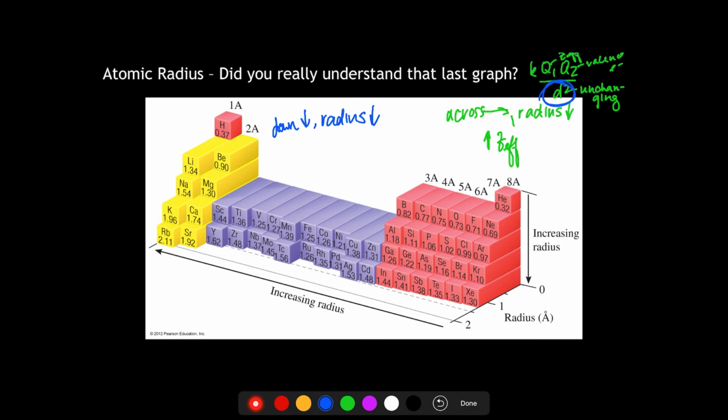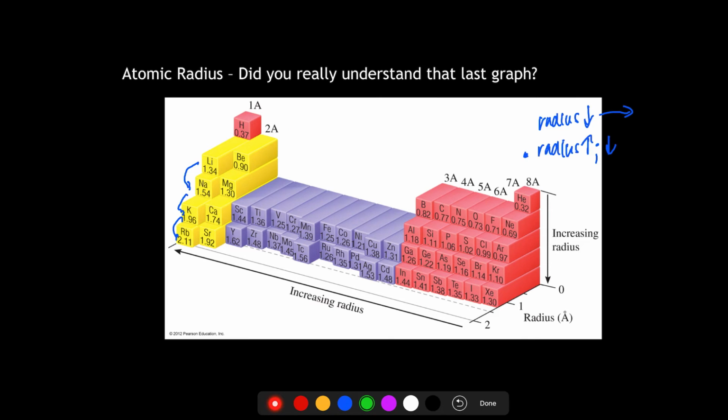And what does that have to do with? That goes back to this distance term. The distance increases because we add shells. As we add shells and that valence is necessarily further from the nucleus, the force of attraction decreases, which means that the radius gets bigger and bigger. Does that make sense?